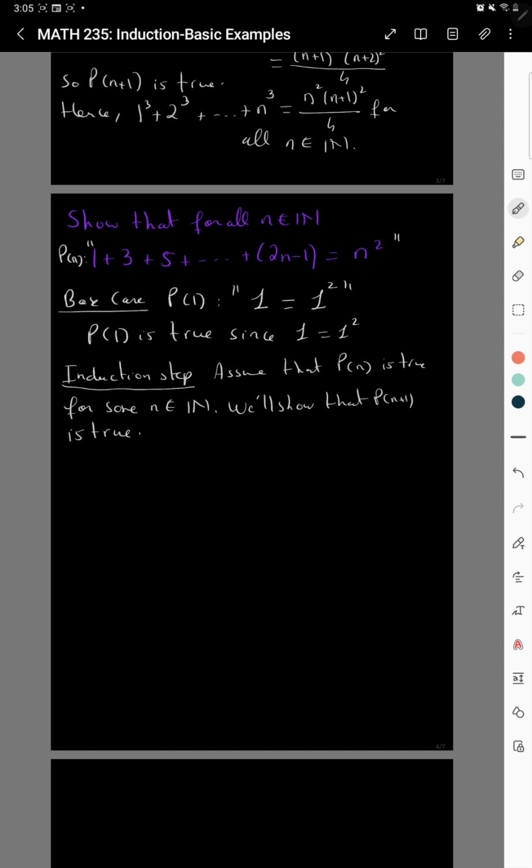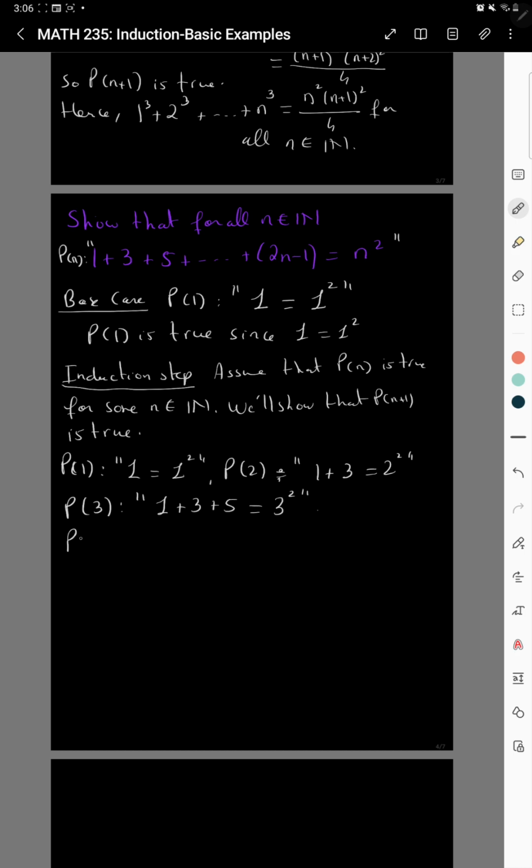Now let us write down what Pn plus 1 is. Well, let's do a small example here. P1 is 1 is equal to 1 squared. P2 is, what is P2? 1 plus 3 is equal to 2 squared. P3 is 1 plus 3 plus 5 is equal to 3 squared. Well, what is Pn plus 1?